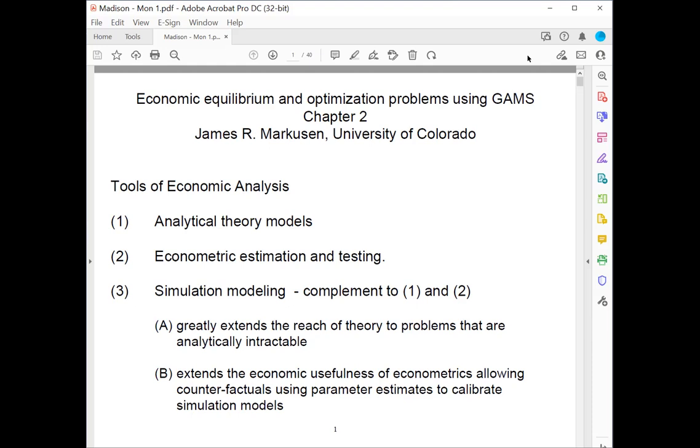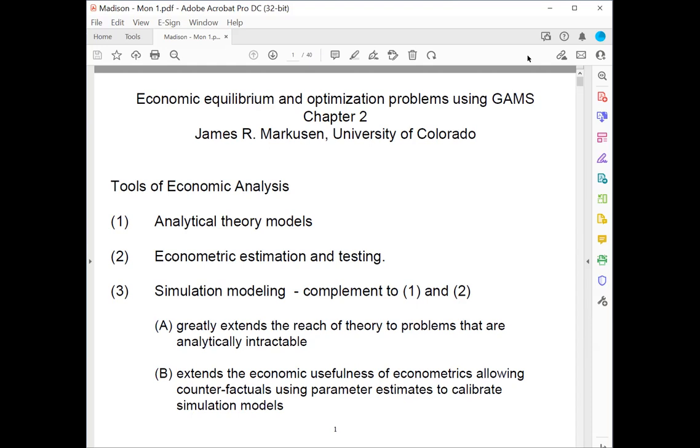All right, these slides were one of the things I sent in my pre-course mailing. The file is called Markusen Monday 1 PDF, and I'm just going to go through these now. Please do ask questions if there's confusion.